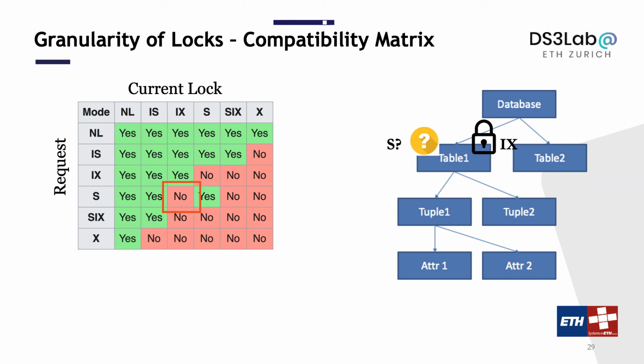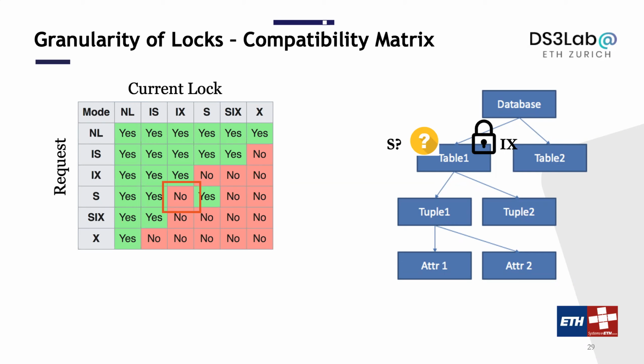Will the database give me that? The way of thinking is very similar. So what do I mean by having a share lock on this table? It means that for every single tuple of every single attribute within this table, I want to have a share lock, so I want to read every single one of those.